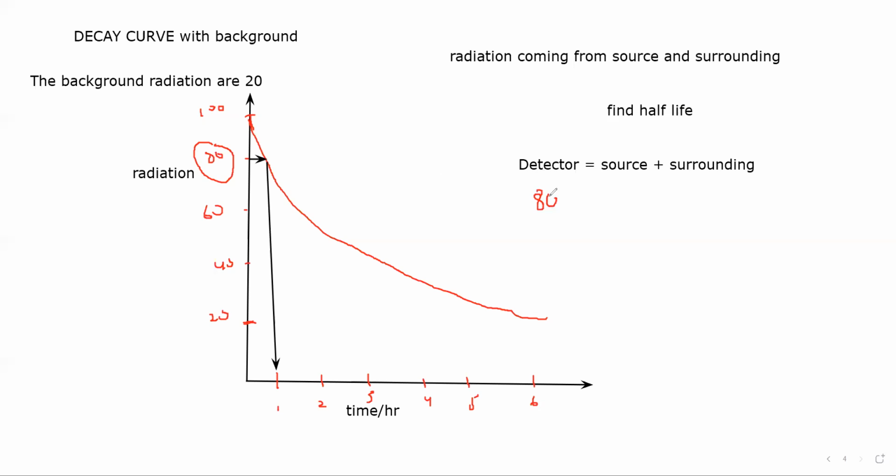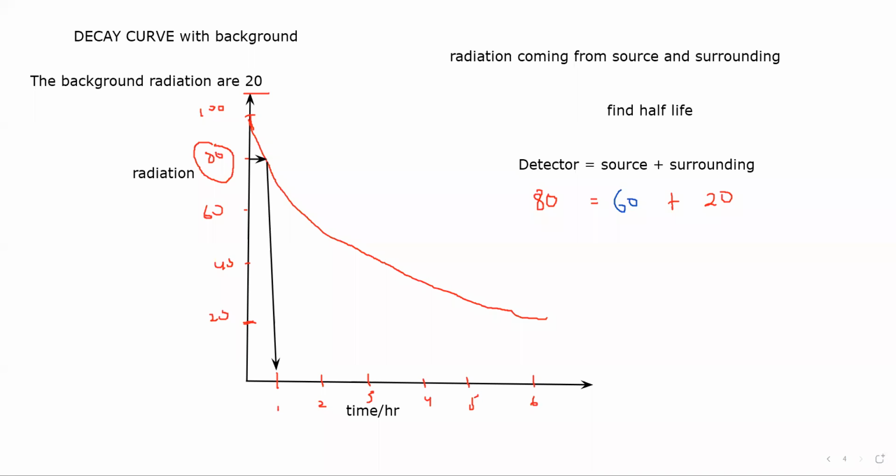Now, this is a detector reading. If the detector reading is 80 and the surrounding background radiation is 20, how many radiations are there from the source? If the detector is recording 80 radiations, out of 80, 20 are due to the surrounding. So 60 radiations are from the source, because the detector records both source radiation and surrounding.